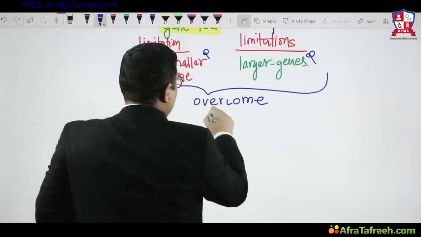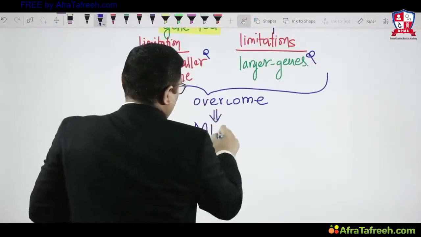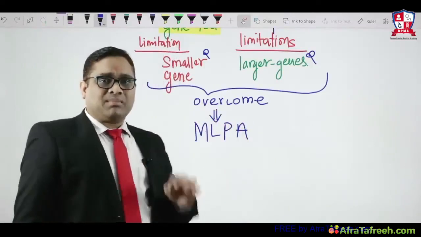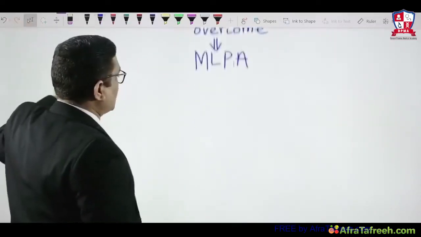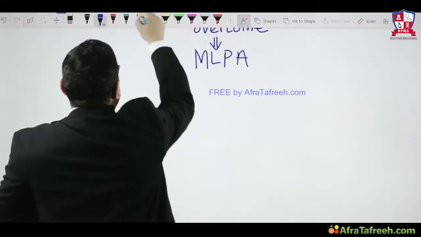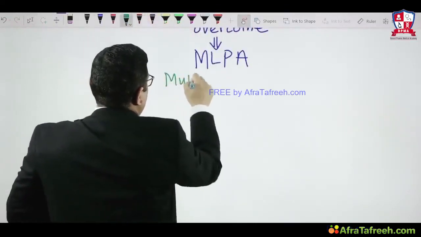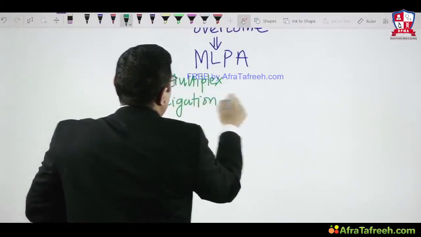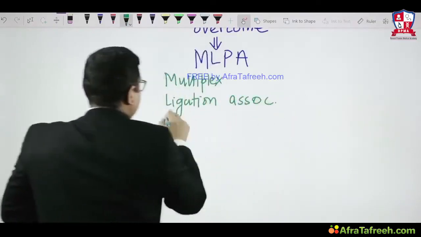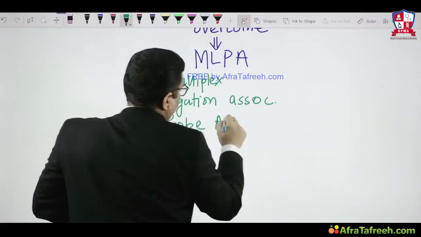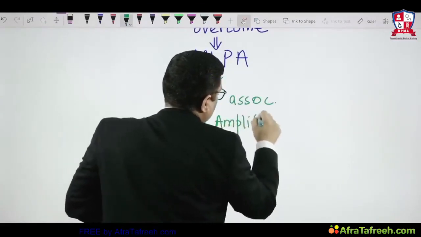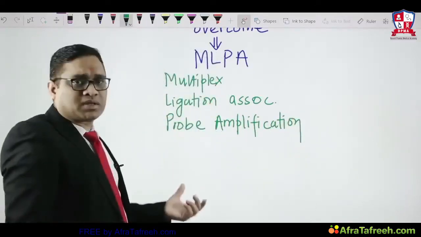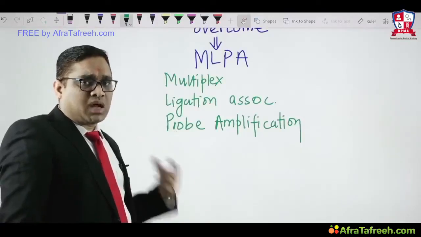So what is the best method to overcome these FISH and PCR limitations? That is MLPA, multiplex ligation associated probe amplification. So what is this? Multiplex ligation associated probe amplification. So multiplex ligation associated probe amplification is the best method to overcome the shortcomings of both PCR and FISH, right?